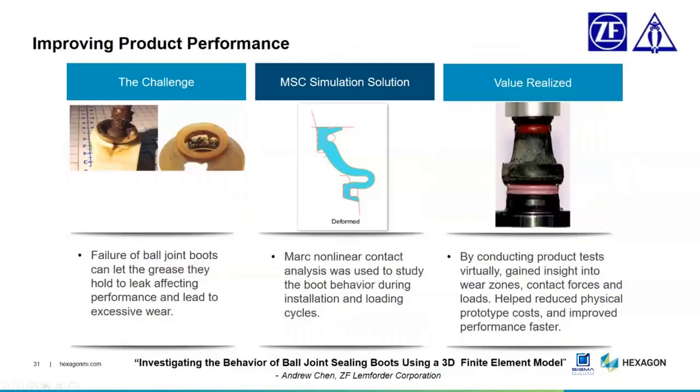So this is an example of, again, a ball joint boot for GF Lemforder. In this case, we were able to compare the predictions from MSC Marc and line them up with the test results. So this is a test fixture, and then this is a simulation, and we were able to see that the load versus deflection was coming in close comparison with the test results. It's an example of a ball joint sealing boot that was done for GF Lemforder. So these are the various case studies we have.